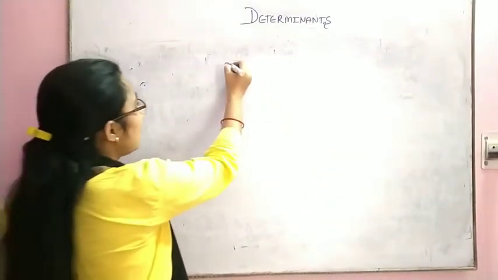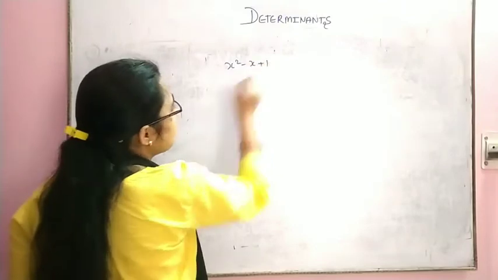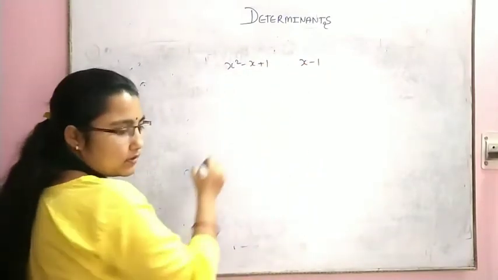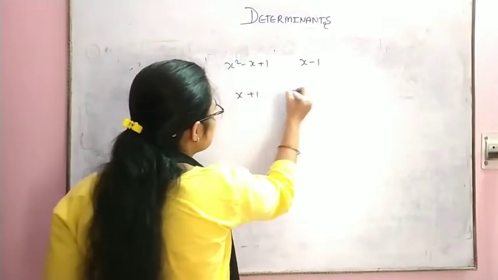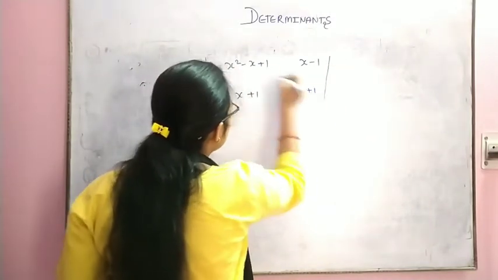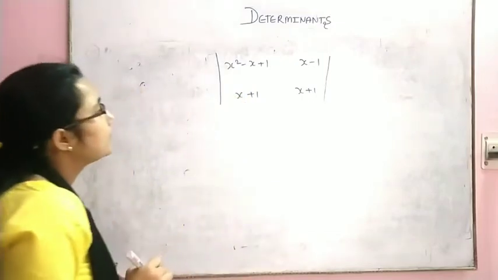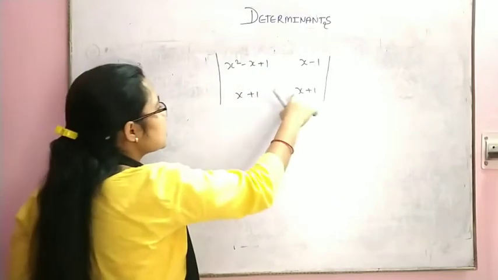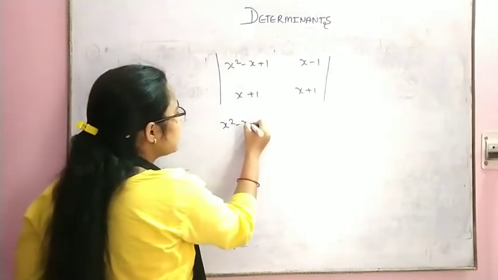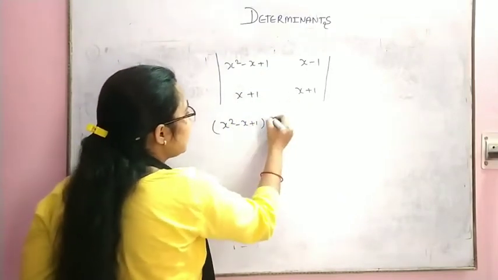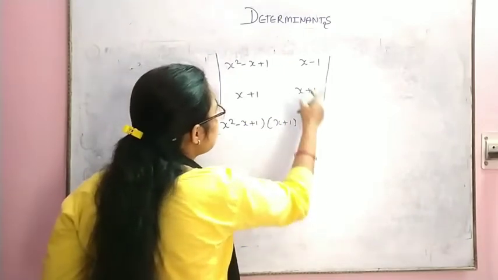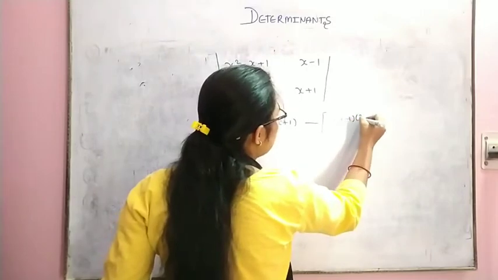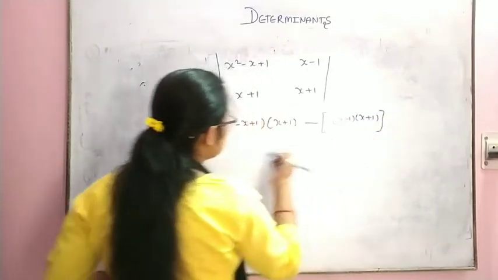This is x square minus x plus 1, x minus 1, x plus 1 and x plus 1. We have to find out the value of the determinant. So firstly, just cross multiply the elements. x square minus x plus 1 is multiplied by x plus 1, minus these two will be multiplied. We get x minus 1 and x plus 1 here.